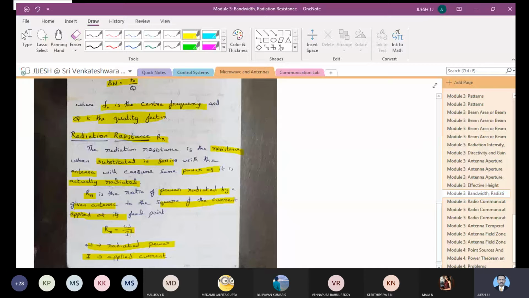All of you can just note down these things, and then we will proceed further. Radiation resistance: the notation is RR and the equation is W by I square, the radiated power divided by the square of the current. Have you completed this? We'll proceed further.